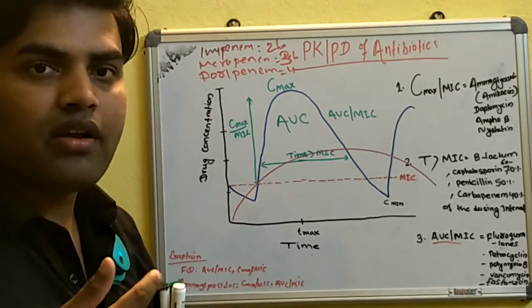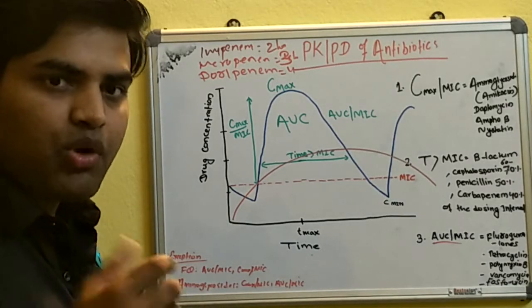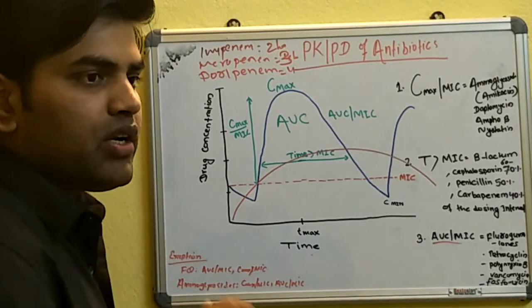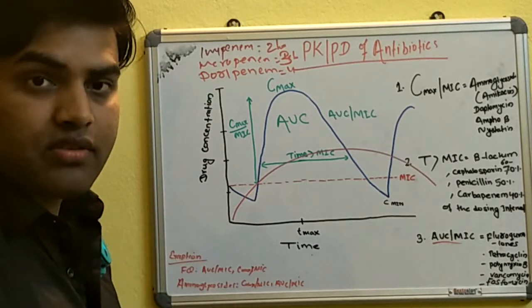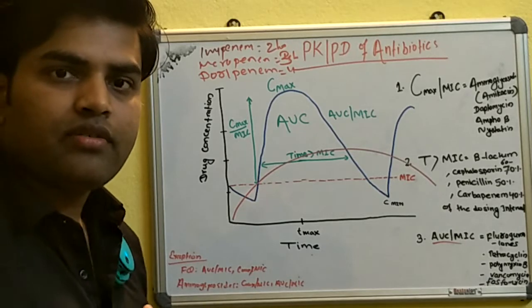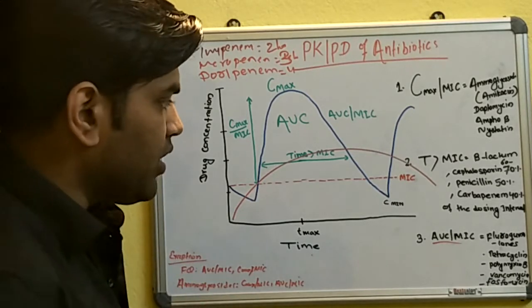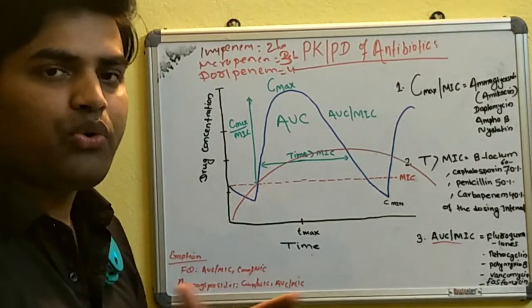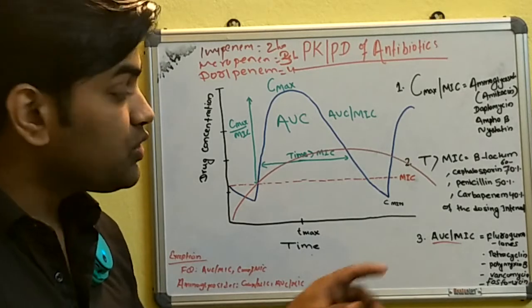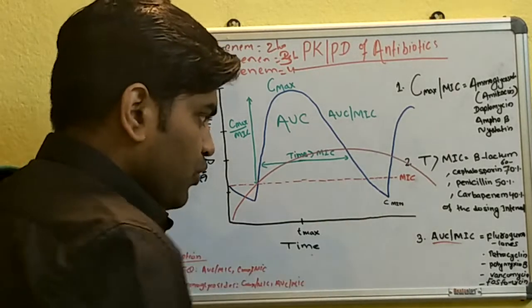Fosfomycin can be given in TDS also, it can be given 4 times also. It depends upon what you are using. If you are using 8 gram, it can be given in TDS. If you are using 6 gram, it can be used as 4 times daily. This is a flexible group of antibiotic. You can use 2 times, 3 times, it depends upon how you are going to use. This group of antibiotic indicates this.